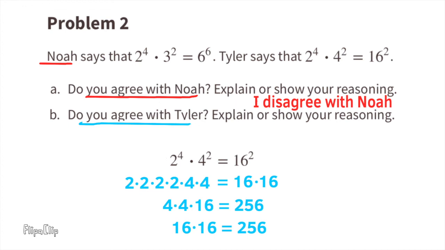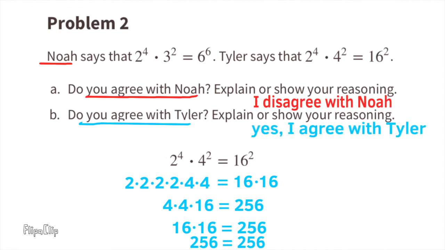Because 2 times 2 is 4, again, 2 times 2 is 4, and 4 times 4 is 16. And 4 times 4 is 16, and 16 times 16 equals 256. So I do agree with Tyler.